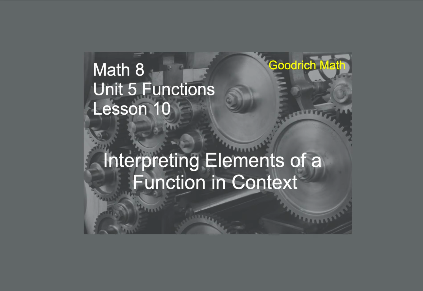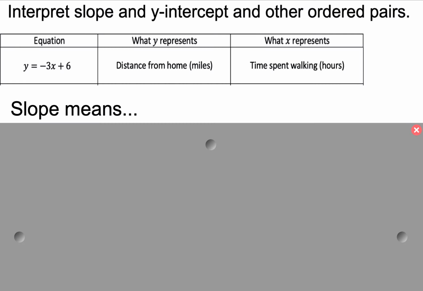Math 8, Unit 5, Functions, Lesson 10, Interpreting Elements of a Function in Context. We're going to look at a bunch of different functions and interpret some things about them, like slope, intercept, and ordered pairs. For each of the following, we're going to interpret the slope, the y-intercept, and some other ordered pair.